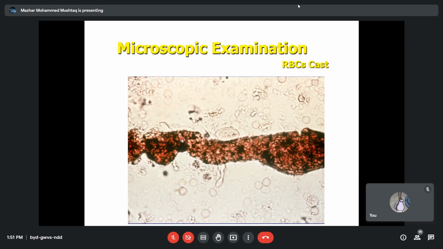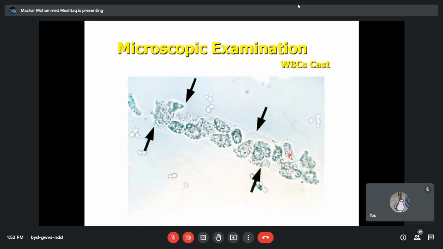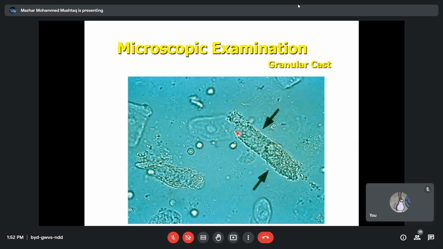So this you can see under the microscope actually, and it will be in this shape only. Cast means something that has been casted. They are cast here in the cast of the red blood cell. Similarly, you can have a cast of the WBC. These are the cast of the WBC, and these are the cast of the granular cast.